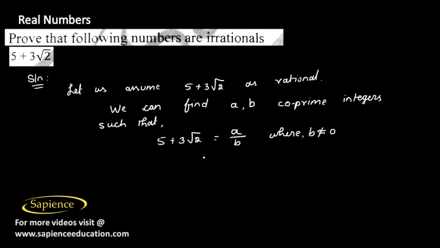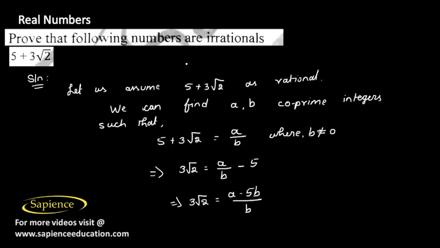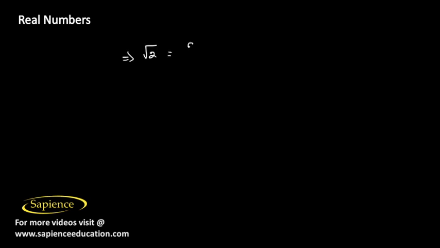So now we have got this. We need to keep the irrational term on the left hand side and we need to take everything else to the right hand side. That is the trick for solving these questions. So first let us take 5. So 3 root 2 is equal to a by b minus 5, and this can be rewritten as 3 root 2 is equal to a minus 5b by b. Now we can take the 3 to the right hand side and it will go into the denominator. So this will give root 2 is equal to a minus 5b by 3b.